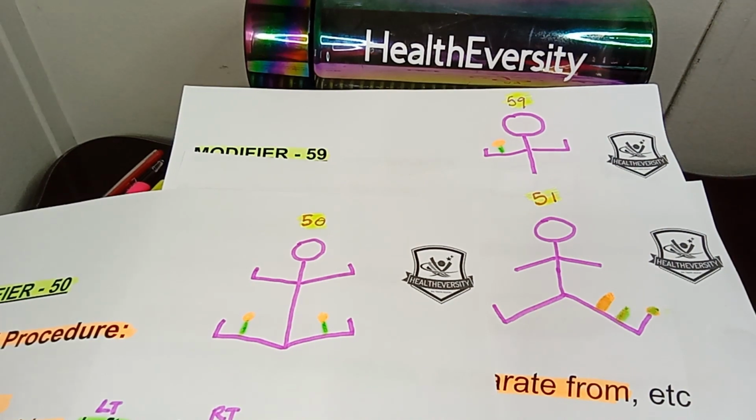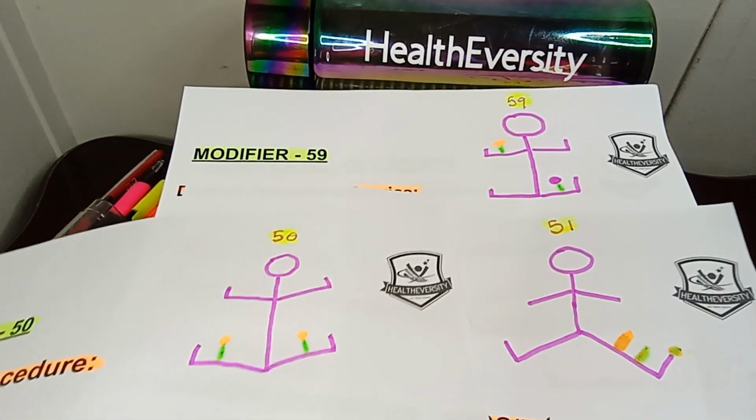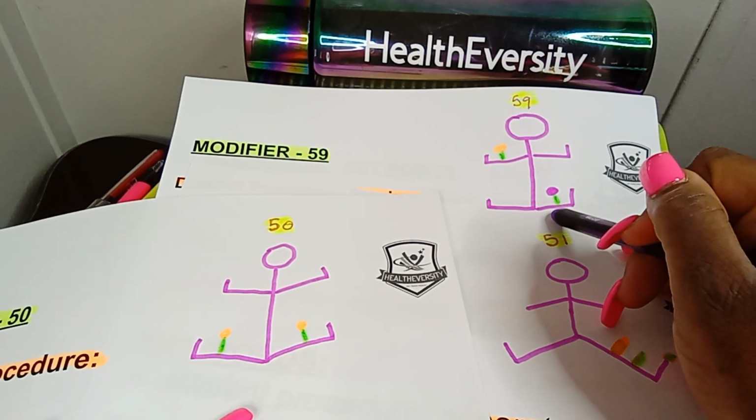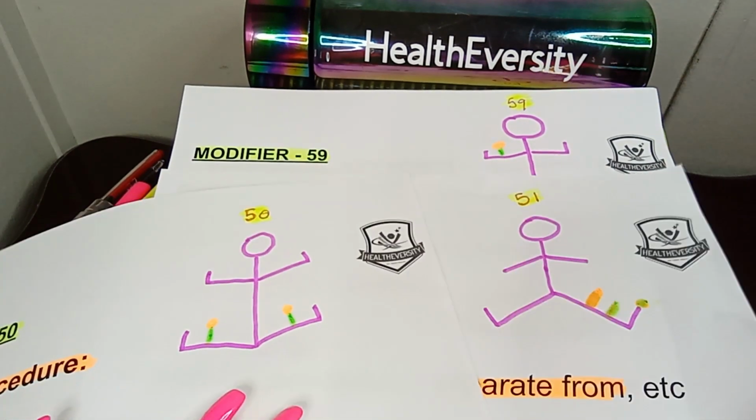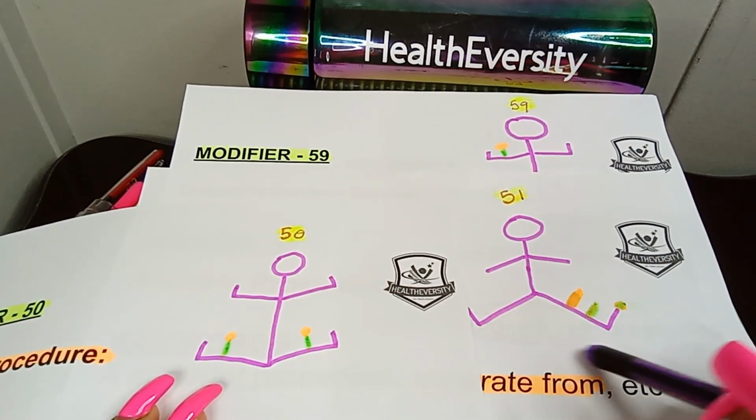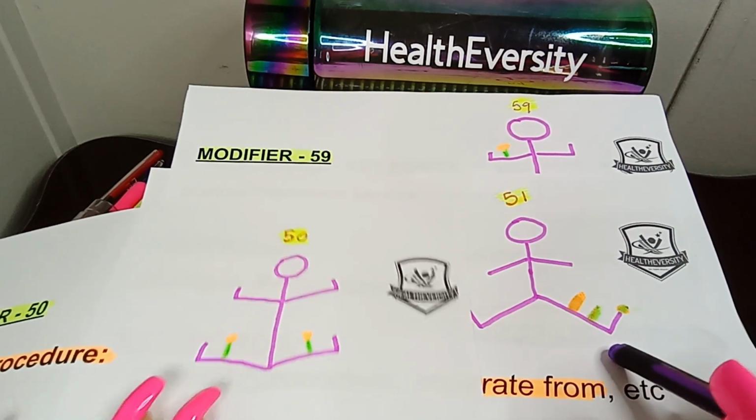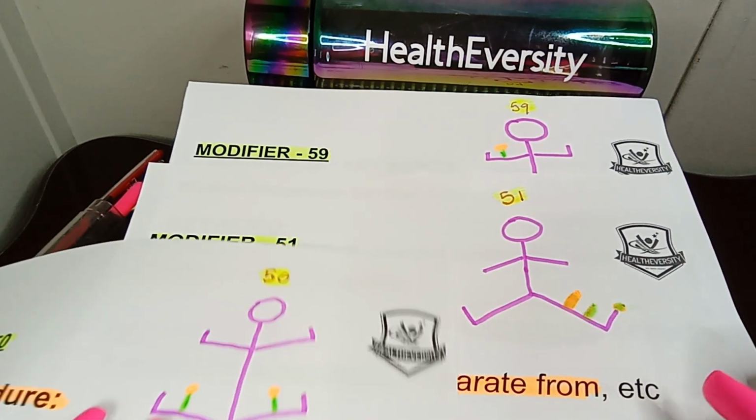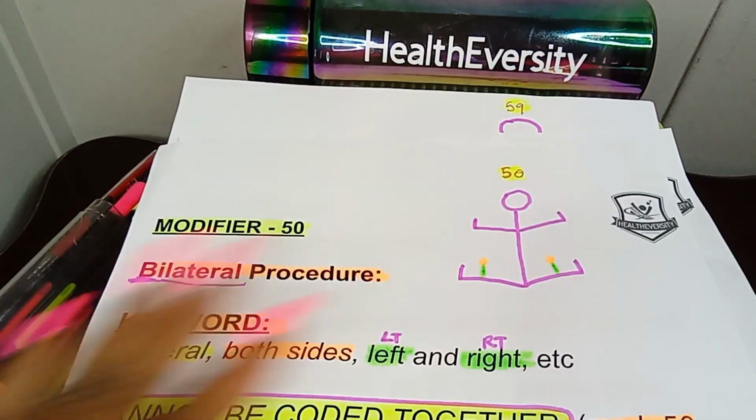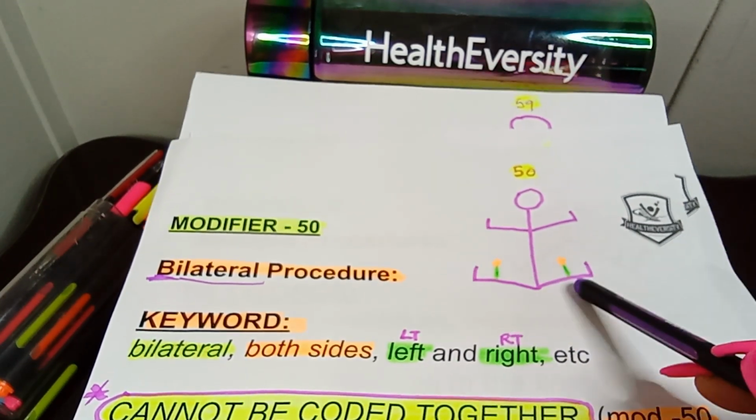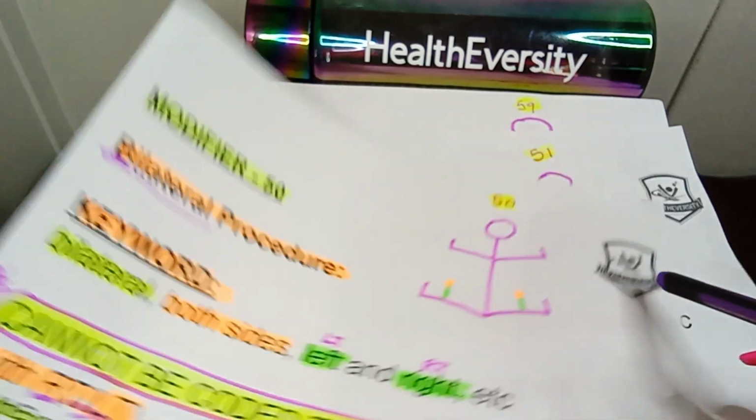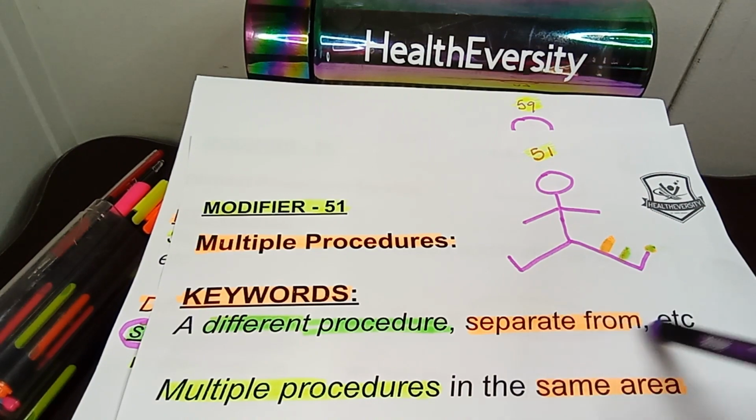So modifier 59, he has a procedure here on one hand and a procedure here on the leg. Okay, look at modifier 51. He has all of the procedures in one area, multiple procedures in one area. All right, this one is distinct procedure, so it's one over here, one over here. And then modifier 50 has the same identical procedures on both sides. So look at these guys. Both sides, modifier 50, and then modifier 51, one area.